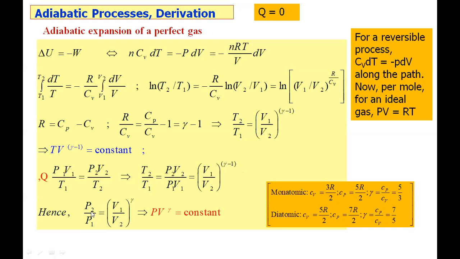The result is P2 over P1 equals V1 over V2 to the power gamma. This leads to PV to the power gamma equals constant, where gamma equals Cp over Cv. So for monoatomic, Cv equals 3R over 2 and Cp equals 5R over 2. In this case gamma equals Cp over Cv equals 5 over 3. For diatomic, Cv equals 5R over 2 and Cp equals 7R over 2. In this case gamma equals Cp over Cv equals 7 over 5. For a reversible process, Cv dT equals minus P dV along the path, and per mole for an ideal gas PV equals RT.